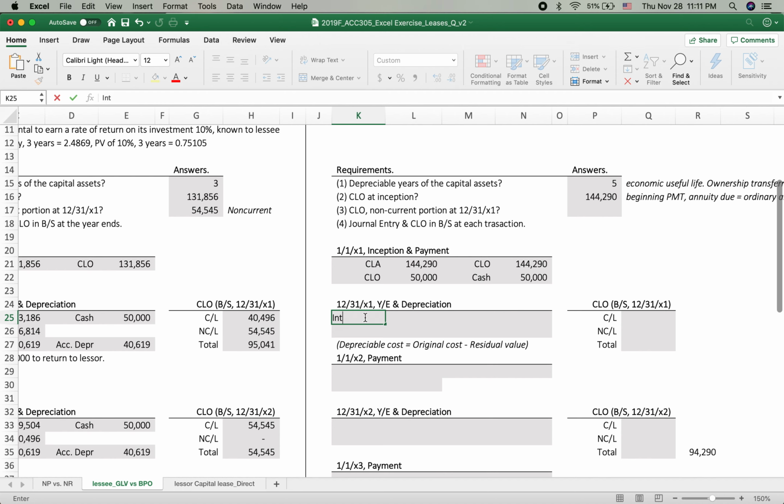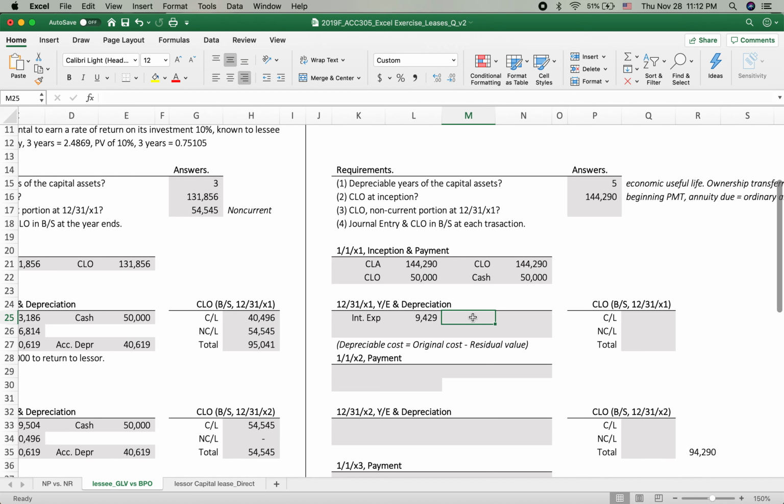So interest expense, we need the principal, right? Principal of our liability, and then we apply 10% on it to calculate interest expense. What is the principal of the liability? Okay, capital lease obligation minus, we paid that amount, we reduce that amount, and then 10%. So 9,429 is interest expense.